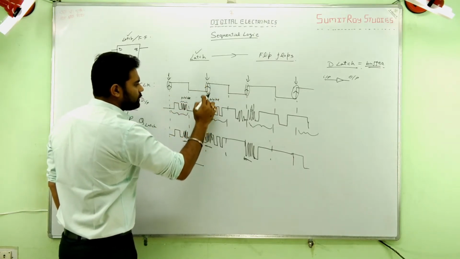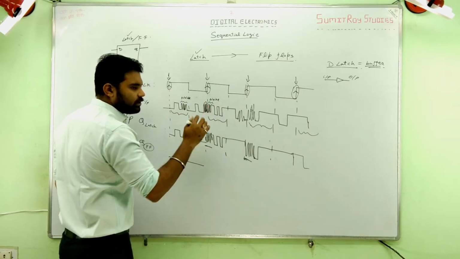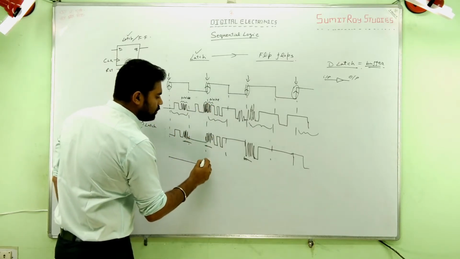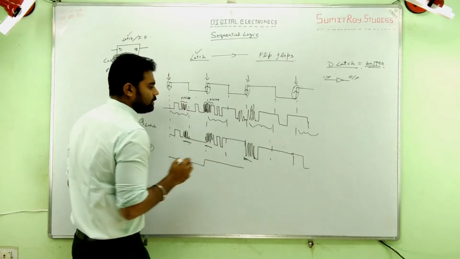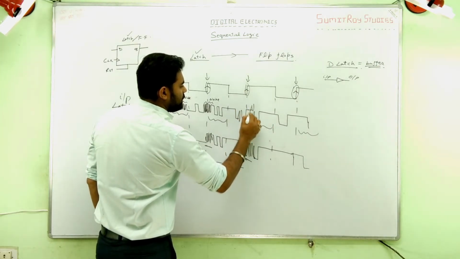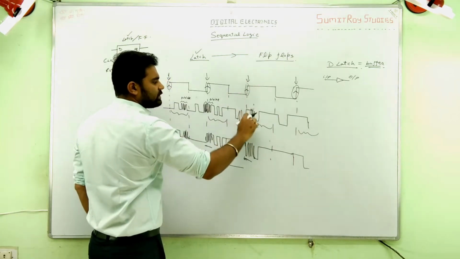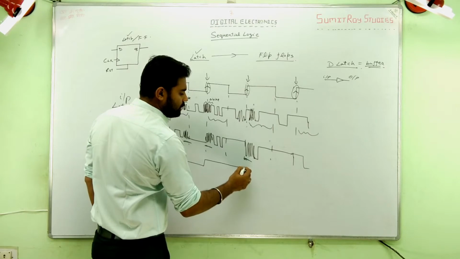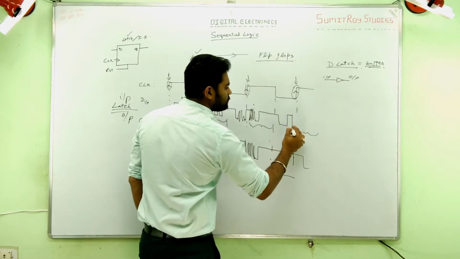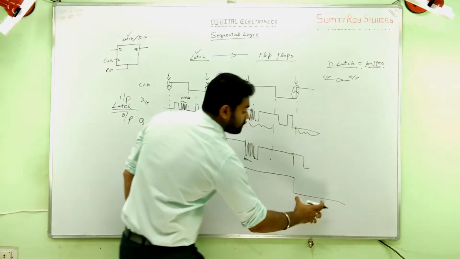Now suppose during this edge there is noise in it. Noise will also be either high or low. Considering it is high, the whole clock will be high. Again, if we change it a little bit, during this transition it is low, so for the whole clock, the output will be low.